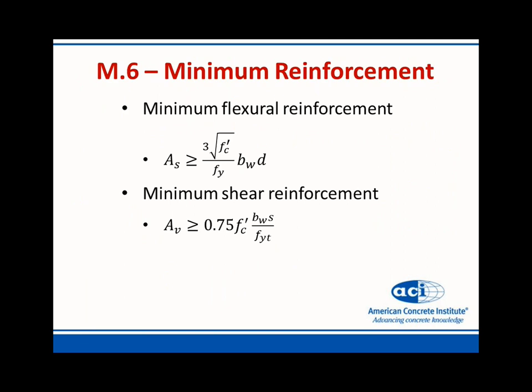Endpoint 6 addresses any requirements for minimum reinforcement in the member. For example, there could be a requirement for minimum flexural reinforcement. We're familiar with this equation for A sub S. There could be requirements for minimum shear reinforcement, and those will all be collected and contained in one section, endpoint 6.